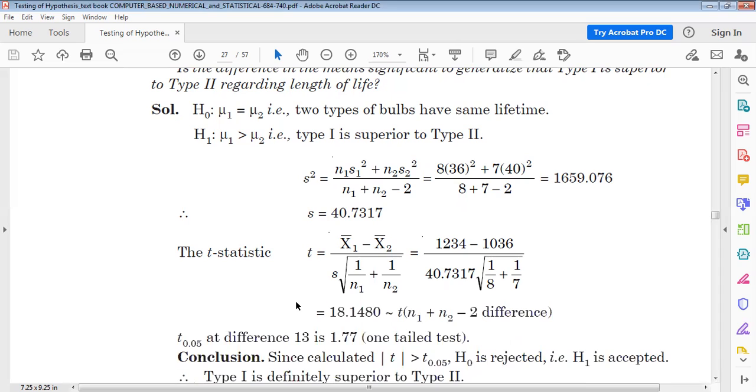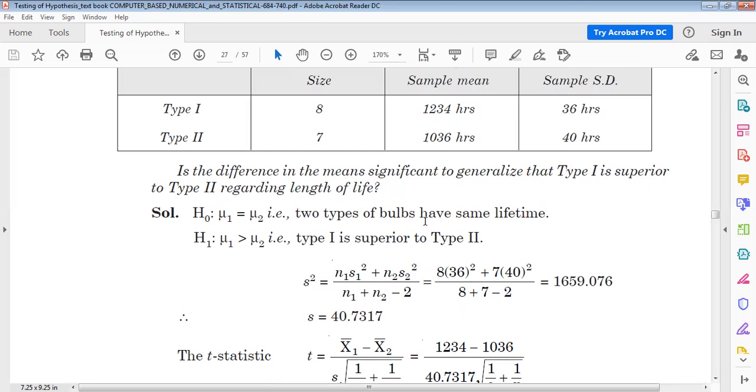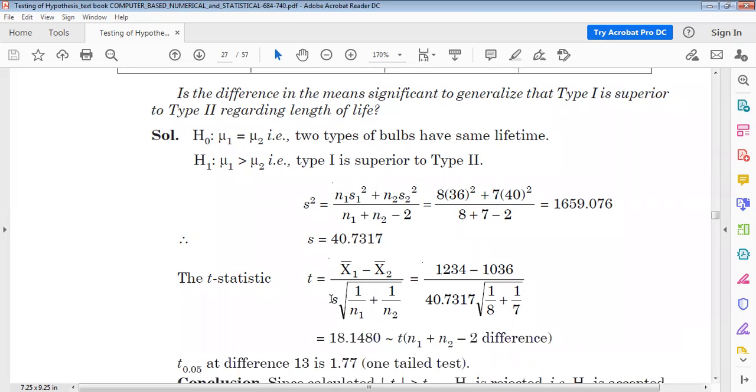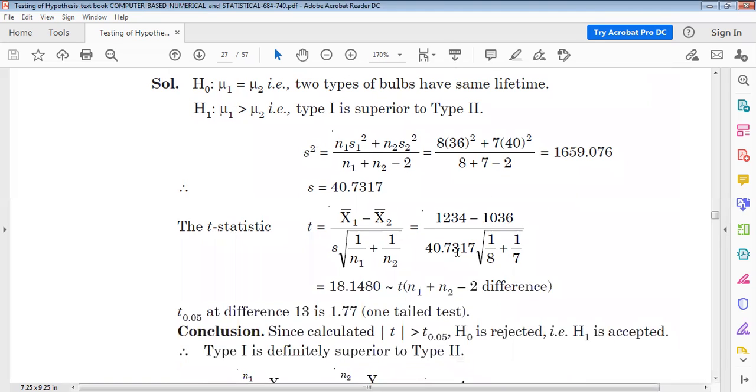Now the T statistic for a student's T distribution. T equals x1 bar minus x2 bar divided by S times the root of 1 by n1 plus 1 by n2. X1 bar is the sample mean of the first sample and x2 bar is the second sample mean, S is the calculated value, 1 by n1 means 1 by 8 plus 1 by n2 means 1 by 7. After calculation, this is 18.1480.